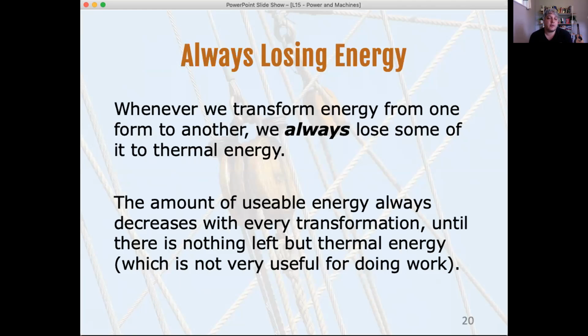But that means that the amount of usable energy is always decreasing with every transformation. Eventually, there'll be nothing left but thermal energy, and that's not very useful for doing work. So eventually the entire universe will just be thermal energy. There'll be nothing else left.